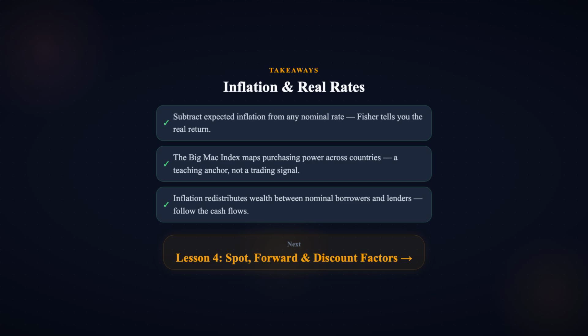Next lesson, we tackle the grammar of the yield curve, spot rates, forward rates, and discount factors. I will see you in lesson 4.